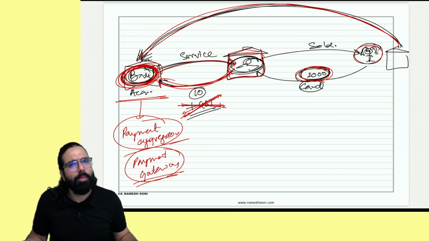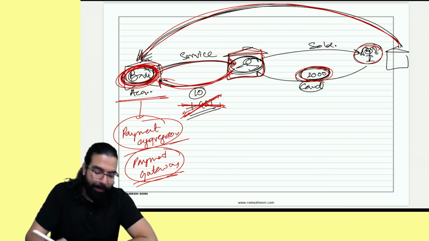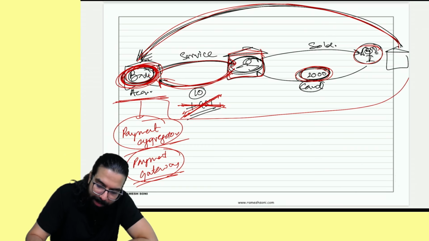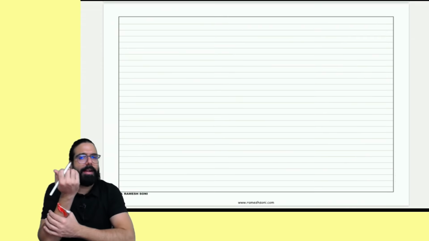Sir, first let's understand what is a payment gateway. But first you tell me, everyone, did you understand the above point? This above discussion which I explained, did you understand? Yes, sir, this point is clear. Now listen. Let's understand this point again.